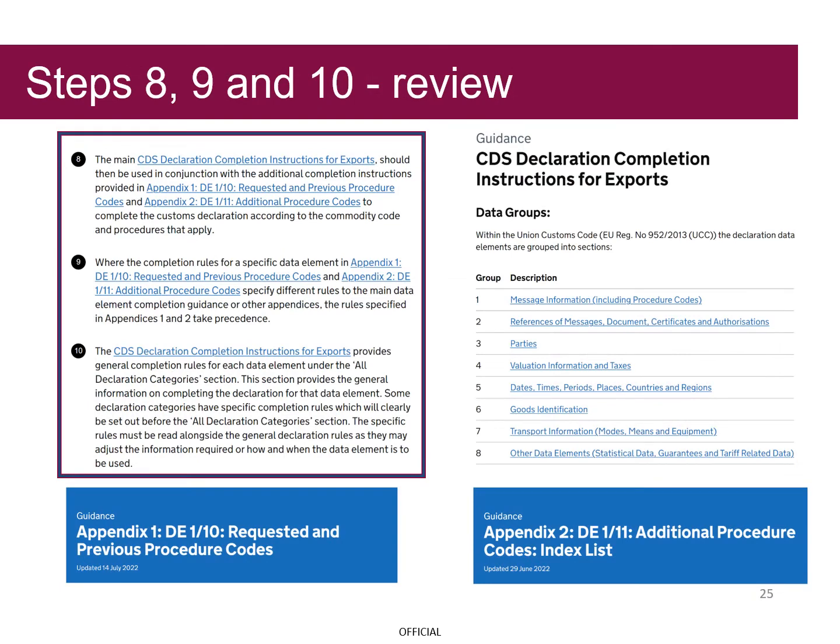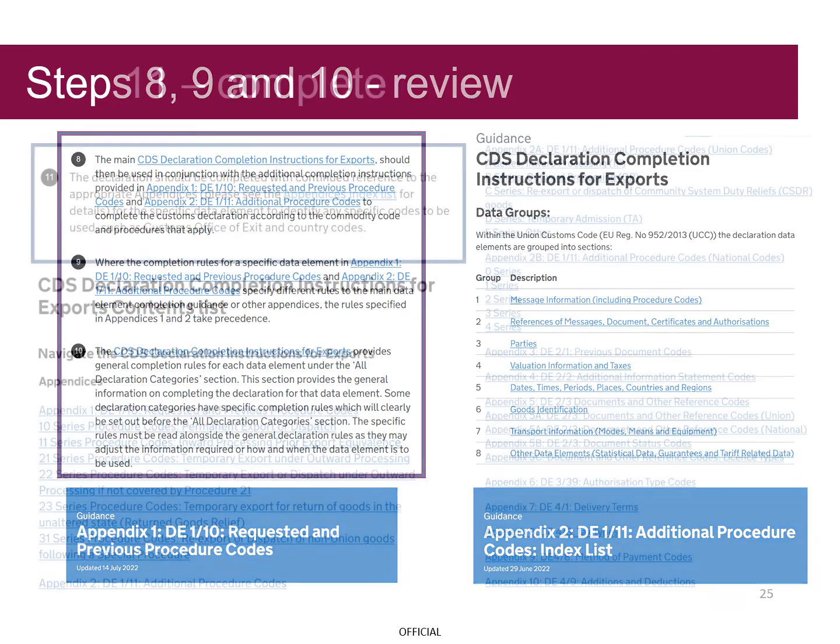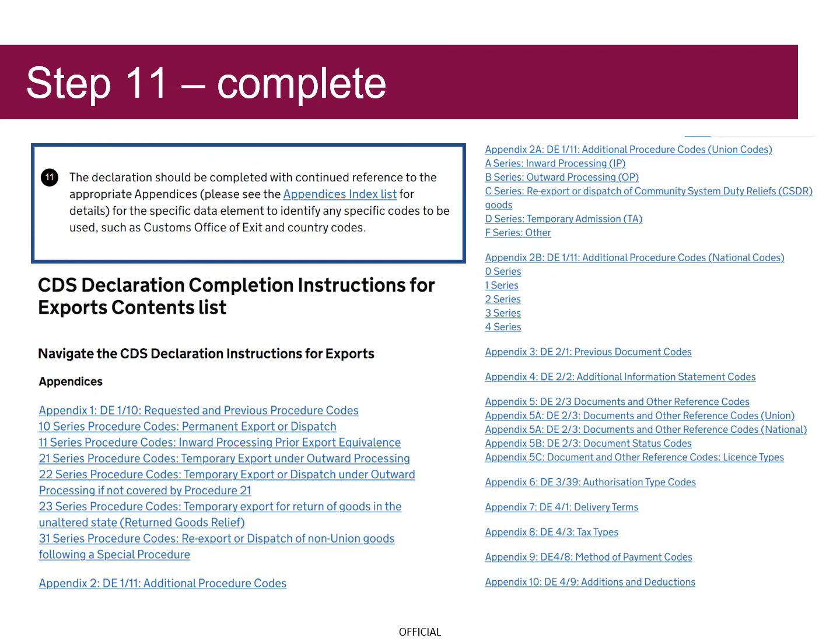Steps 8, 9 and 10 were about Grayson taking the information he'd already collated and using the CDS declaration completion instructions for exports to find the other data elements, remembering that Appendices 1 and 2 take precedence. In the final step, he uses the appendices to identify specific codes for specific data elements. Once Grayson has completed step 11, he will have all the relevant codes required to be able to make a valid customs declaration for exports.